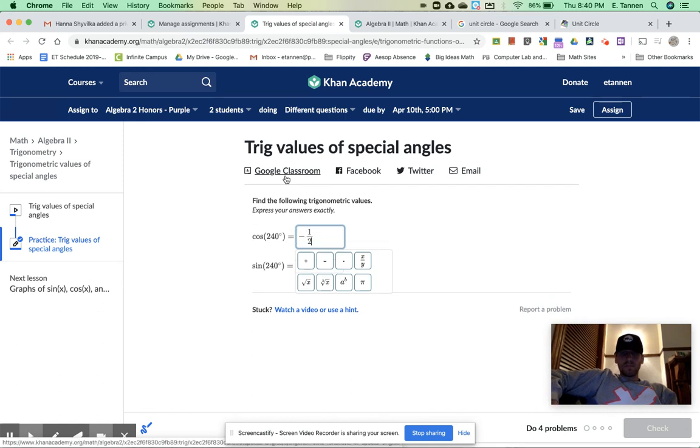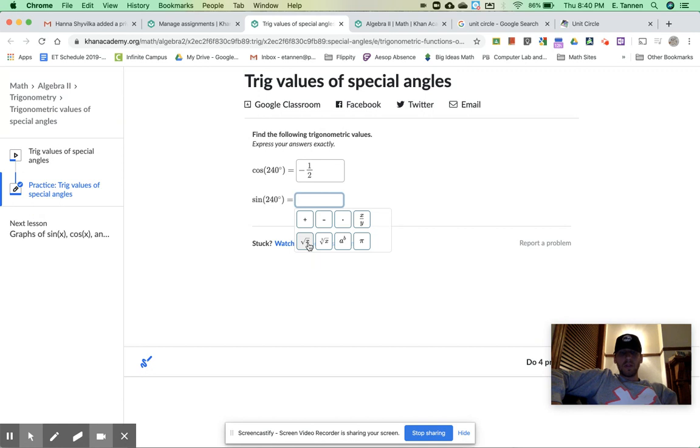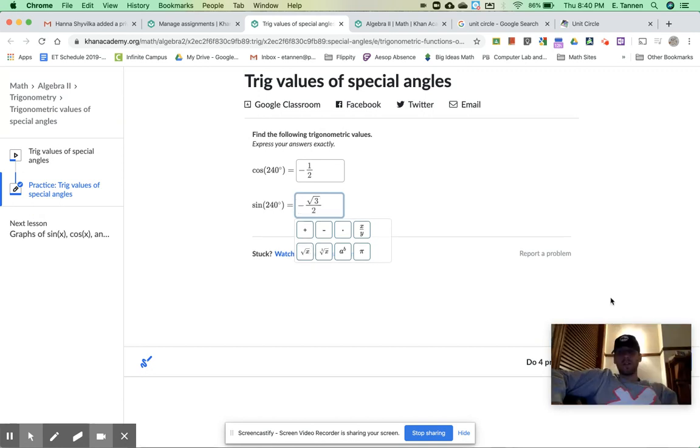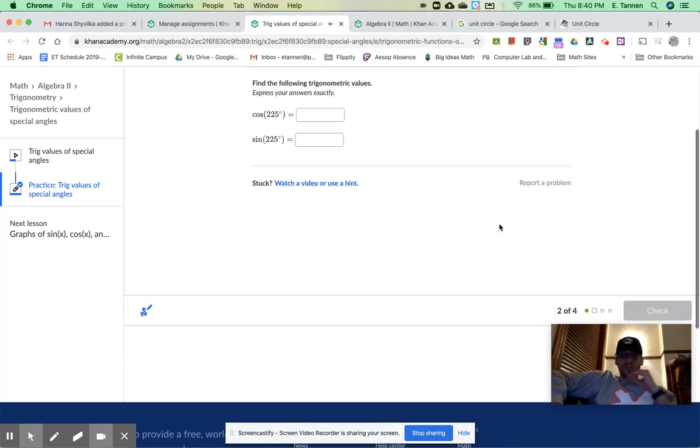Let's try it. And then for my sine, it's going to be negative. I think it's both negative, like we said, because it's in that third quadrant. There we go. Next question.